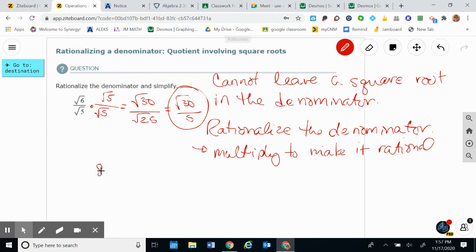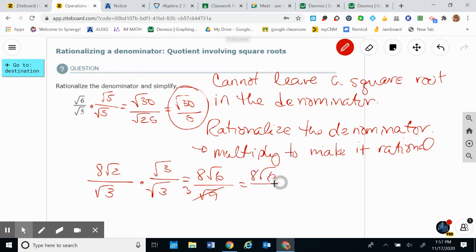So if you had 8 square root of 2 over the square root of 3, we would multiply by the square root of 3 over the square root of 3. And I would get 8 square root of 6 over the square root of 9, which is 3. So I'd get 8 square root of 6 over 3. And that would be the answer. Now, if these had the same factors, you would reduce it, but they don't.